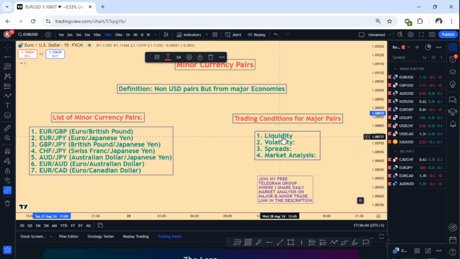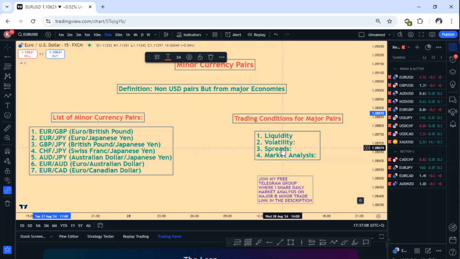Now for volatility, these minor pairs tend to be more volatile than major pairs, providing significant price movement. So if you want to see erratic movement, check minor pairs, and this can create more trading opportunities, but as you know, that comes with higher risks. Now what about the spread?